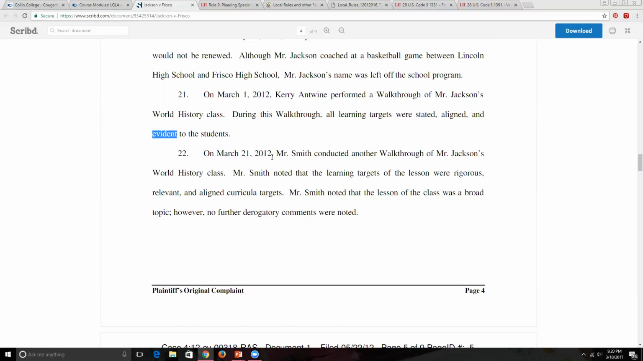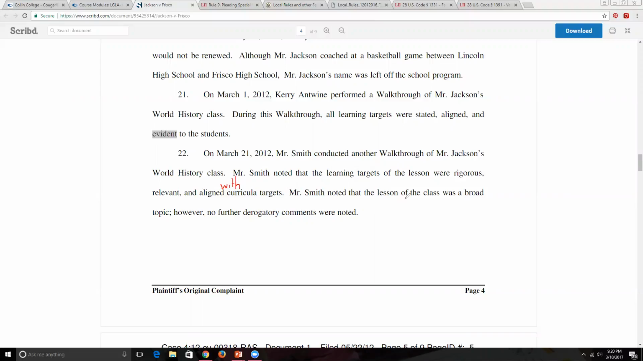On March 21st, 2012, Mr. Smith conducted another walkthrough of Mr. Jackson's world history class. Mr. Smith noted that the learning targets of the lesson were rigorous, relevant, and aligned. I think we're missing the word with here. Aligned with curricula targets. This, of course, makes this passive voice. These are adjectives, so we lack parallelism, and we also have this passive voice here.